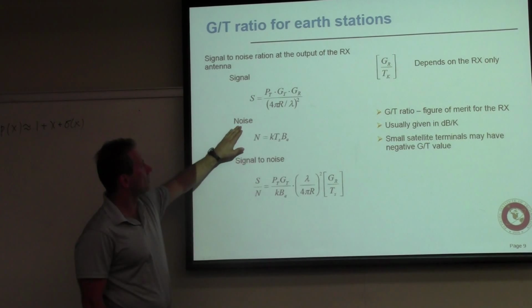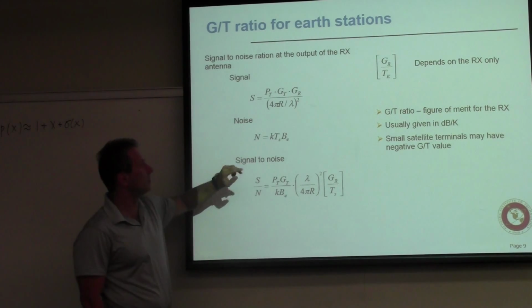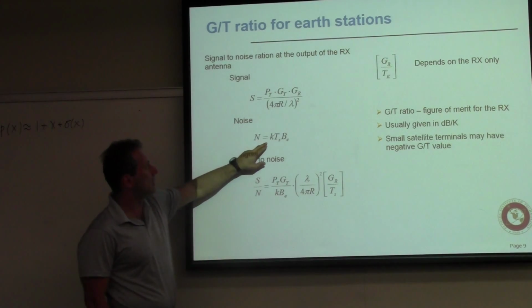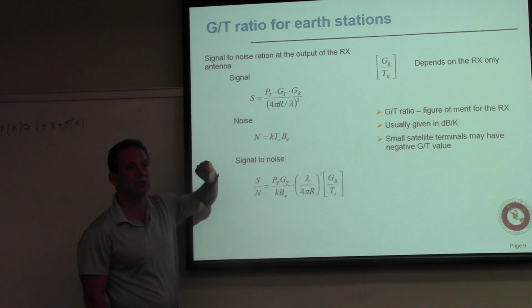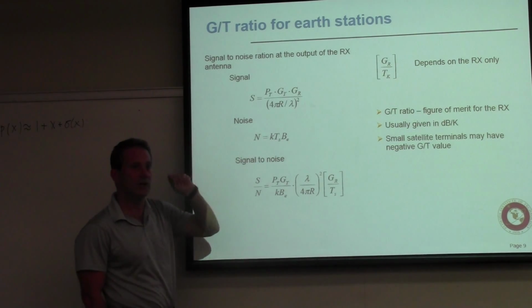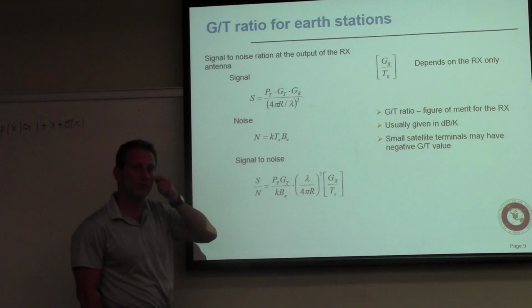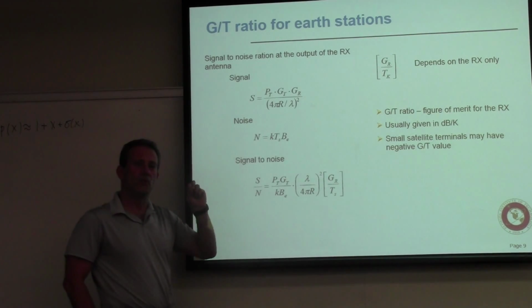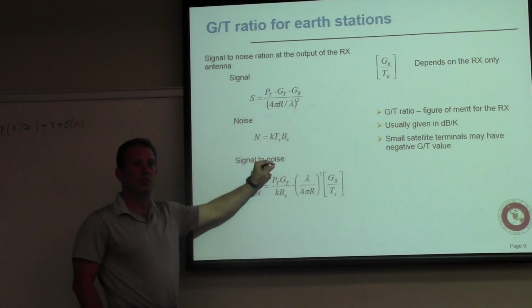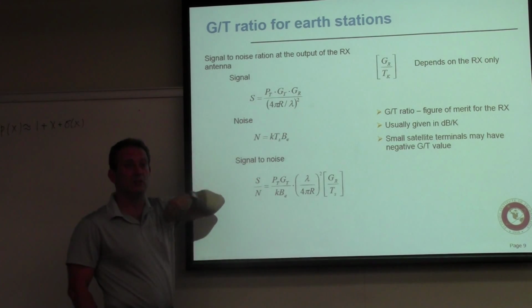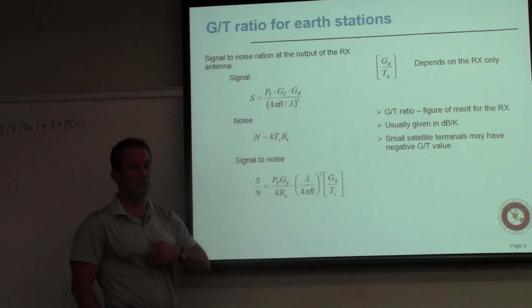The noise of the system itself is going to be K times TS times the equivalent bandwidth. This is the noise generated inside the system, not the total noise. We'll have to do a separate calculation for the total noise. What is the total noise consisting of? The system noise plus the noise that gets in through the antenna, right? So you have the antenna noise.